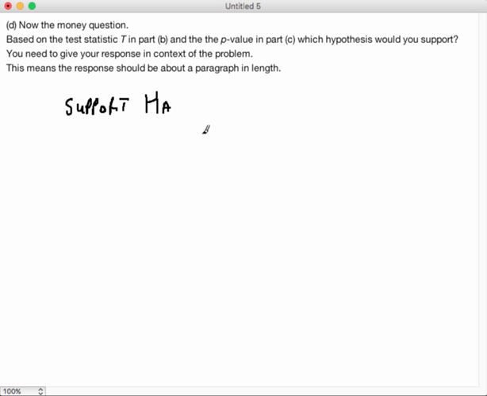Now they want you to give the response in context of the problem. This means your response should be roughly a paragraph in length. So what do the results mean? Well, the null hypothesis says that mu is equal to 98.6. X bar was equal to 98.2 degrees. So it appears, based upon our intrepid researchers' work here, that the mean body temperature is actually less than 98.6 degrees, the hypothesized value of the null hypothesis.